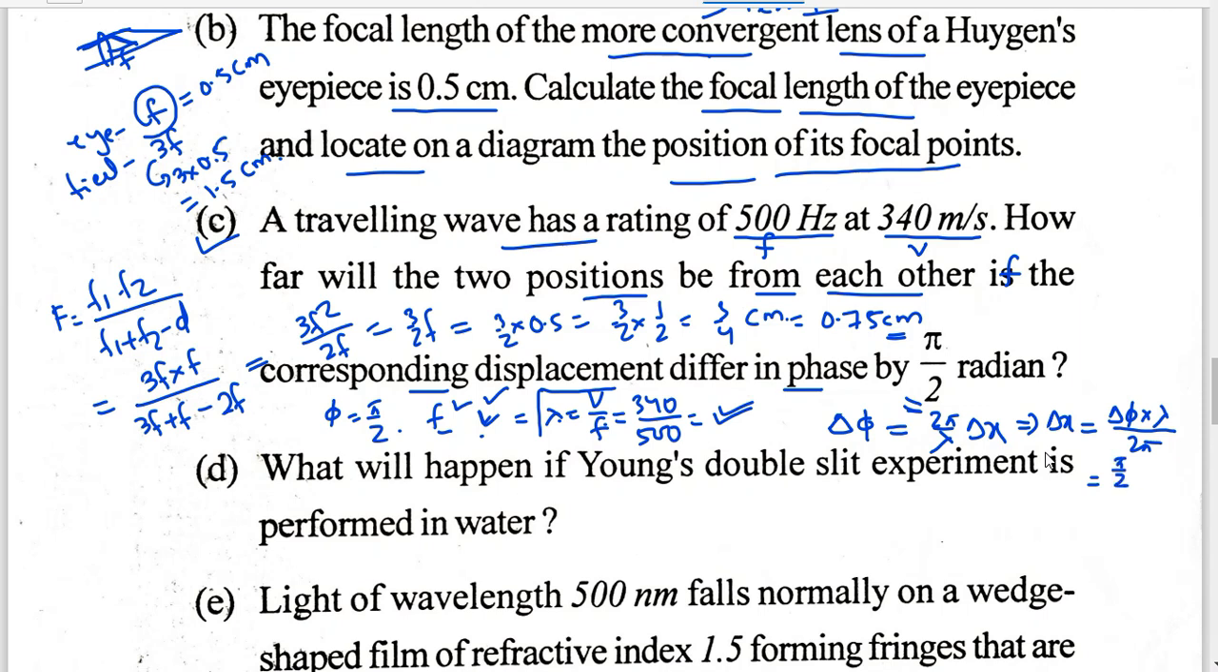So put pi by 2 here. And what is lambda? Lambda you can find as 340 by 500 meter. You have to divide that lambda by 2 pi. So pi cancels, and there is 2, so that will be equal to lambda divided by 4. So you can find the value of lambda and divide by 4. So this will be the answer.